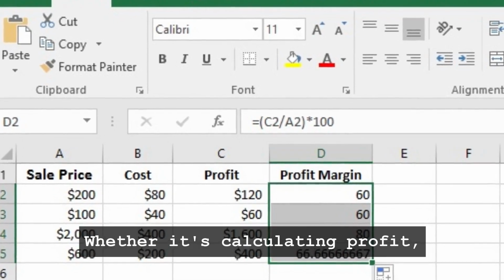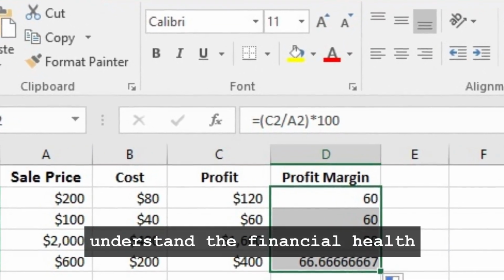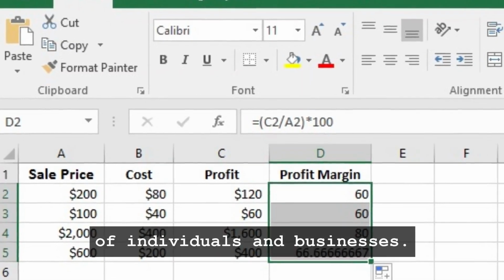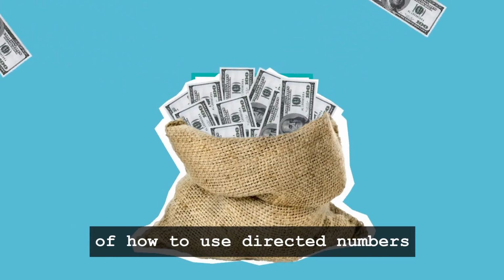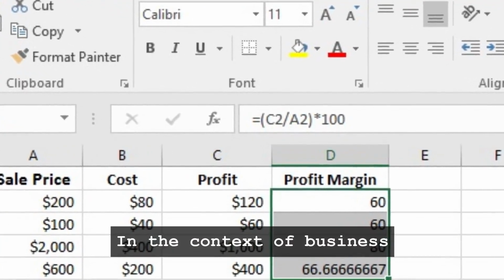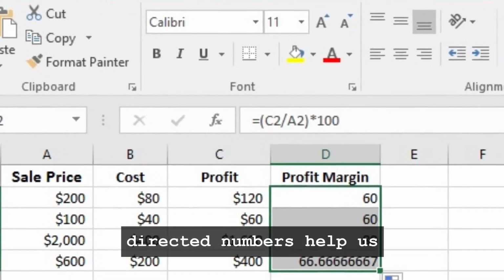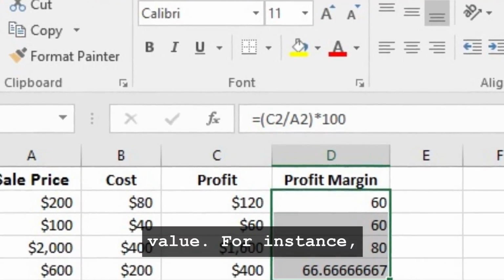Whether it's calculating profit, loss, or account balances, directed numbers help us understand the financial health of individuals and businesses. We'll provide practical examples of how to use directed numbers in financial contexts. In the context of business finances, directed numbers help us understand whether a financial aspect is gaining or losing value.